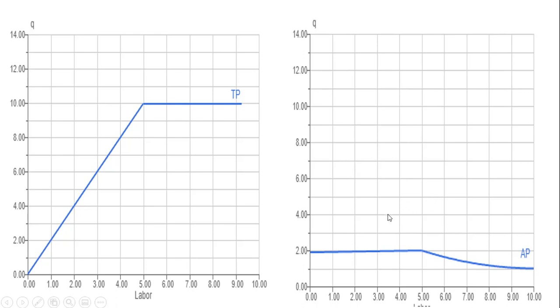And now the average product of labor. As we said, the average product of labor equals 2 up to 5 workers. So if we're hiring 5 workers that are producing 10 units of output, output per worker is just 10 divided by 5, or 2. But once we go beyond 5 workers, average product of labor will fall. So like I said, with 10 workers, output is 10. So 10 divided by 10 means average product equals 1.